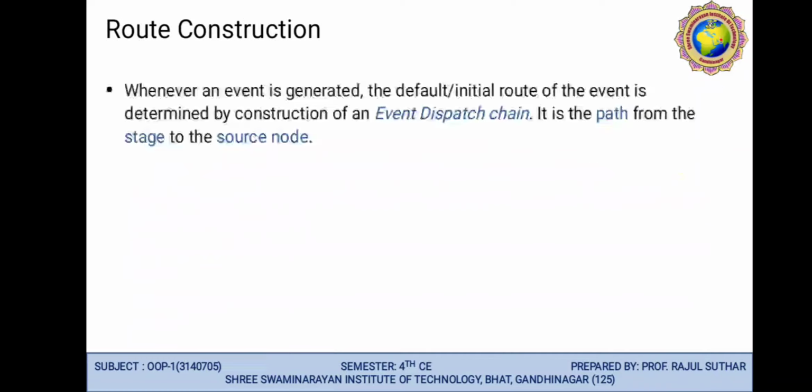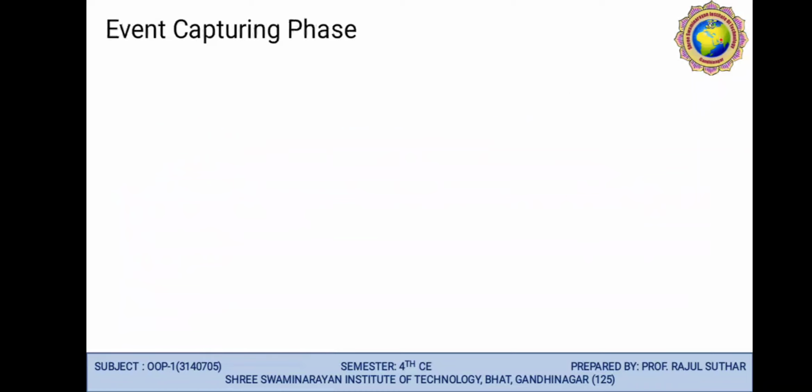Route construction means whenever an event is generated, the default or initial route of the event is determined by the construction of an event dispatch chain. It is the path from the stage to the source node. We create one path; that is called route construction.